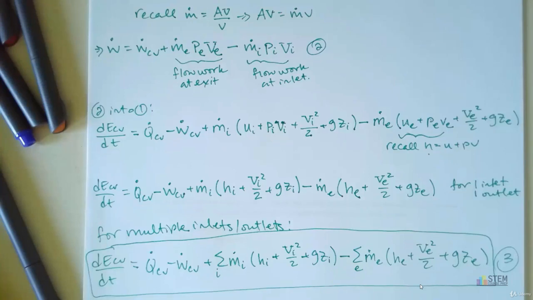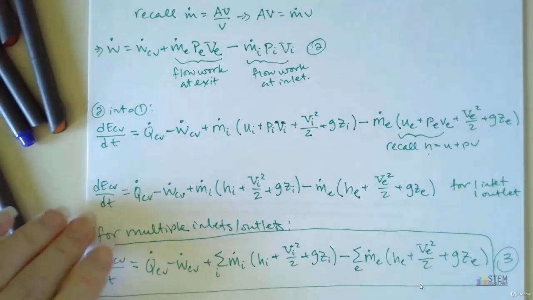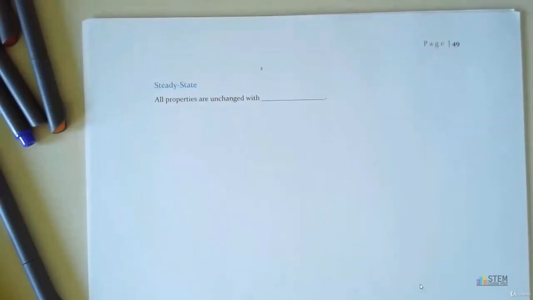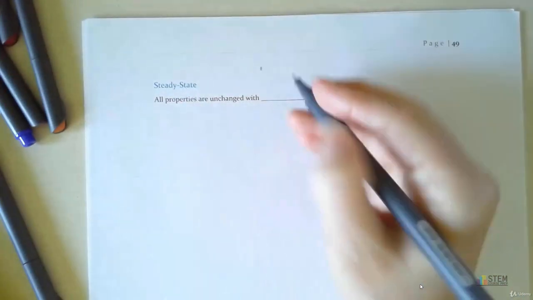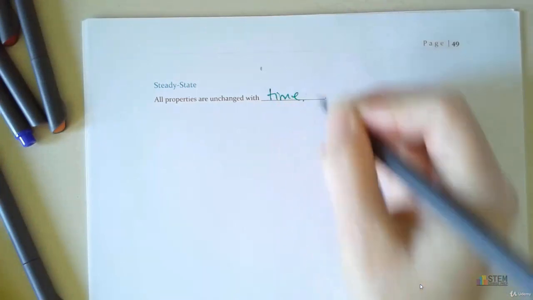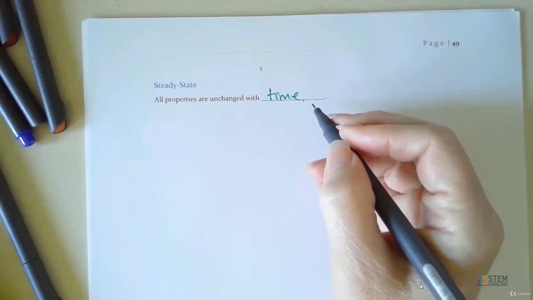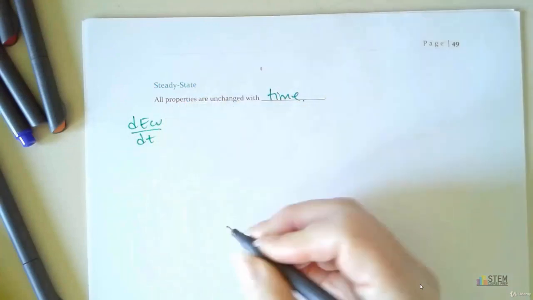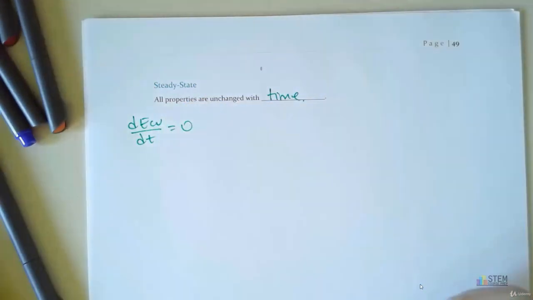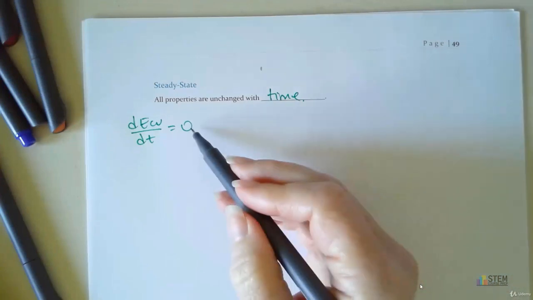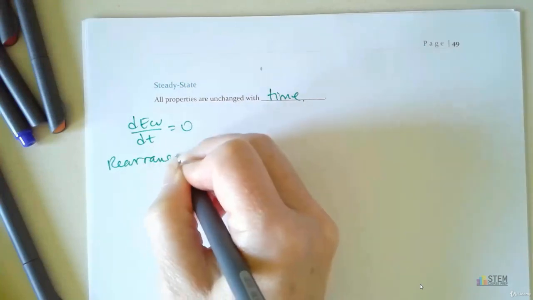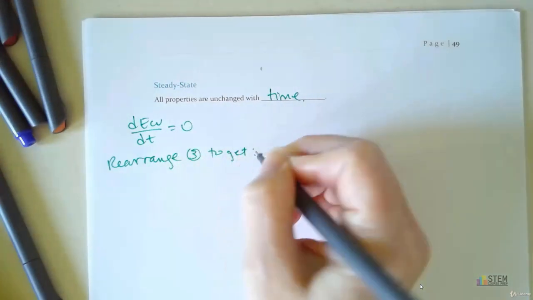All right, one more thing we need to talk about. Let's look at how steady state will affect this equation. Remember, if we have steady state, all properties are unchanged with time. Time is the key word there. That means if you look in that equation we just wrote, the time rate of change of energy has to be 0. So that gives us a simplification. We can rearrange equation 3 to get the following.